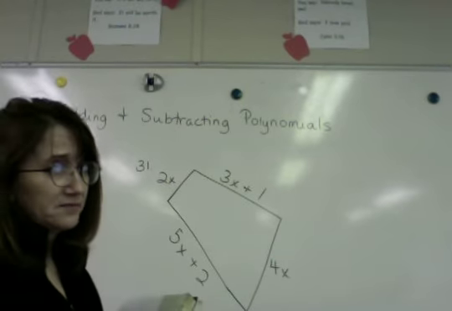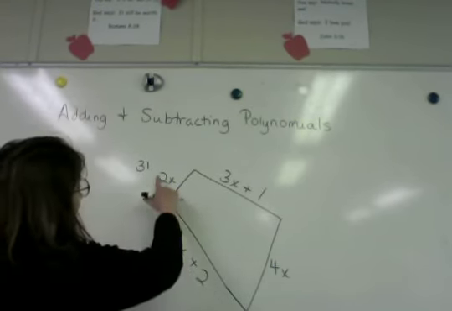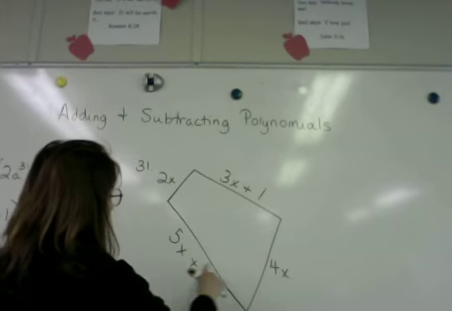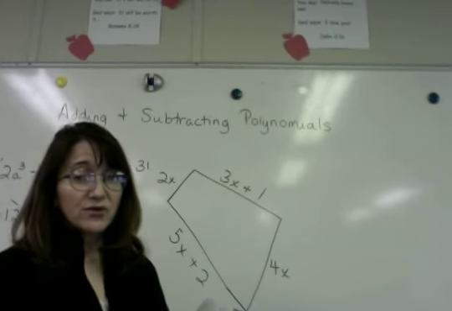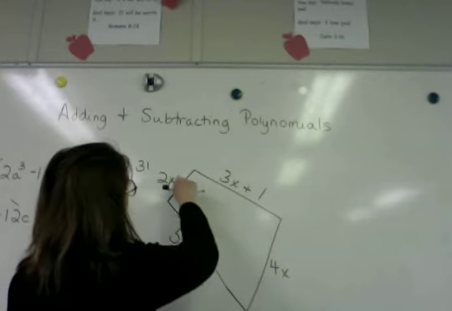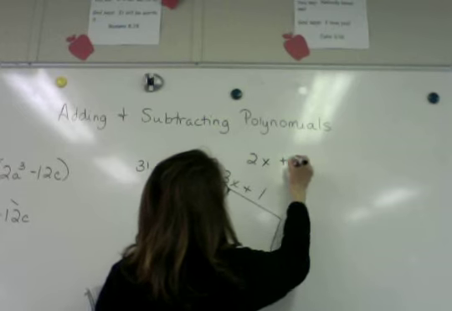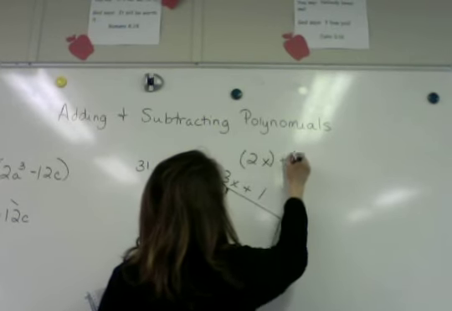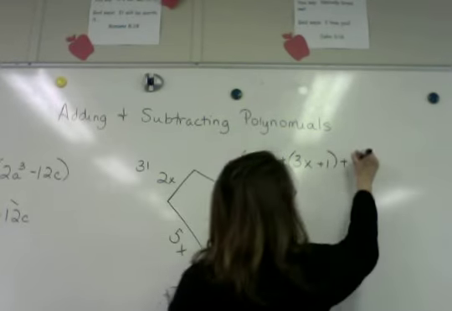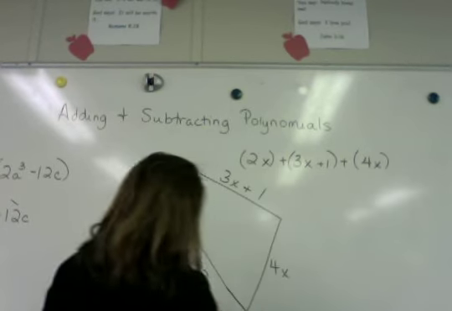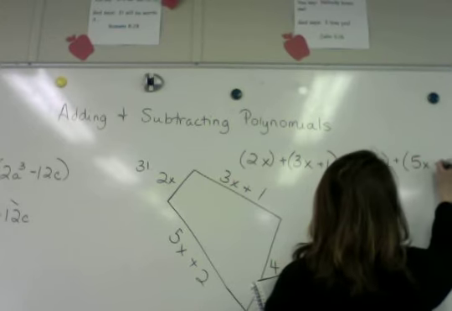That's how I could figure out the perimeter of this one. Well, this is an irregular rectangle, so all you can do is add this side to that side to that side to that side. And when we write that out, we have like terms that we can put together. Let's just start with 2x. Then I'm going to add that, which is 3, and we'll put it in parentheses. Then I have 3x plus 1. Then I'm going to add the 4x. And then I'm going to finally add the 5x plus 2.